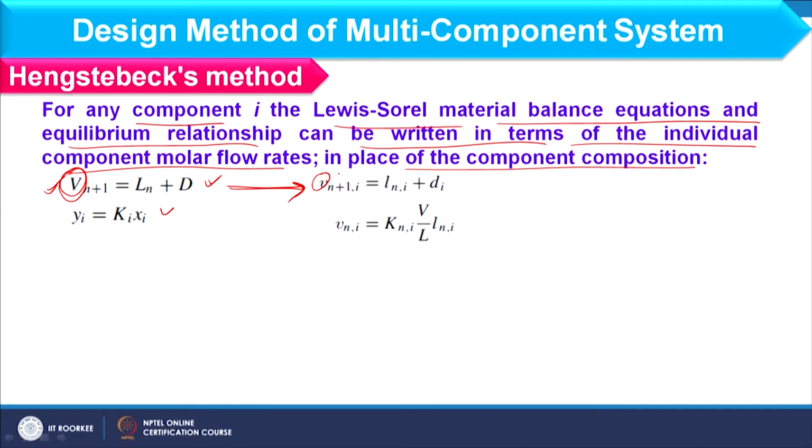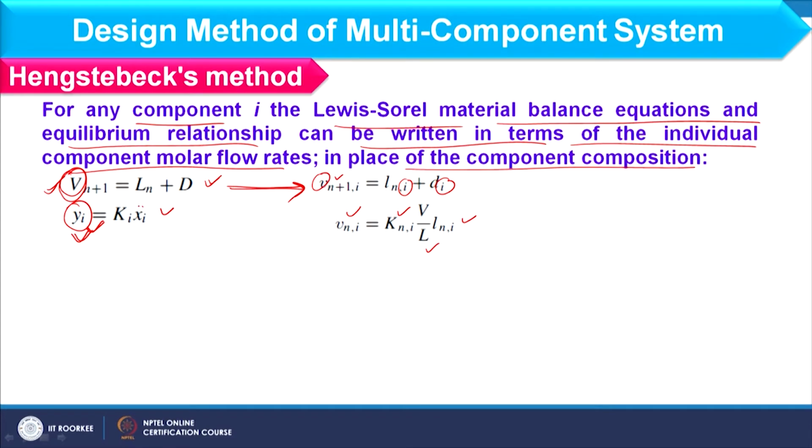Okay. So, here for each component we can have a small v. So, small v n plus 1 i should be equal to small l n i plus small d i, where i is the ith component, right. So, in a similar line I can write this equilibrium relationship as small v n i divided by capital V, and that should be equal to K n i, and it should be multiplied with small l n i divided by capital L.